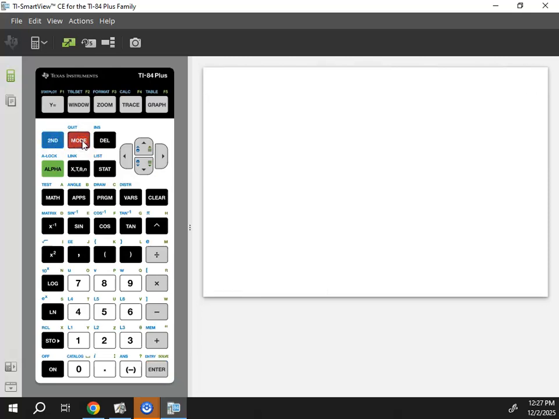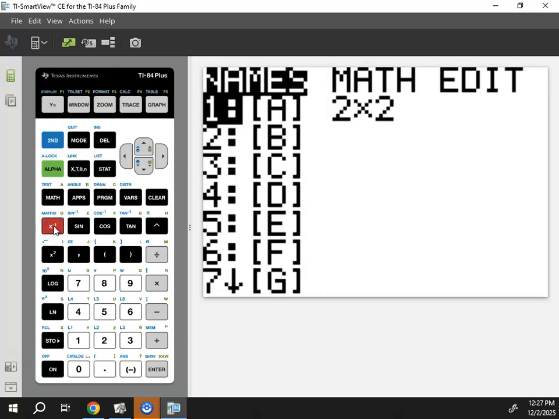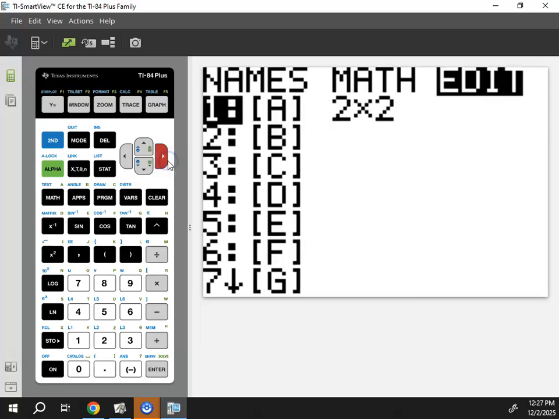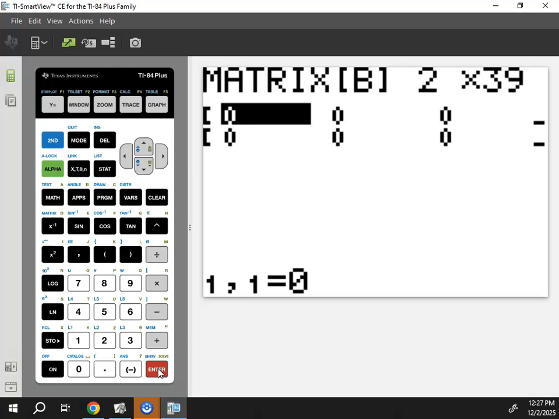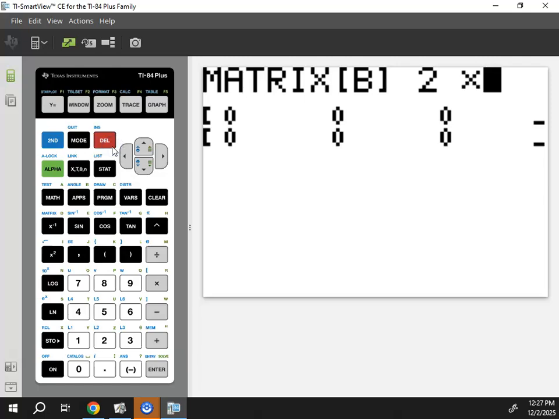Yeah, make sure you quit when you're done so that you don't accidentally put a matrix in a matrix. This is so hard. Oops. Oh, see what I did? I didn't hit enter, and now 2 times 3.